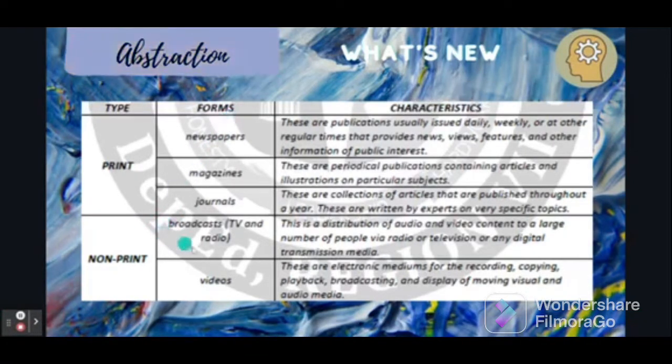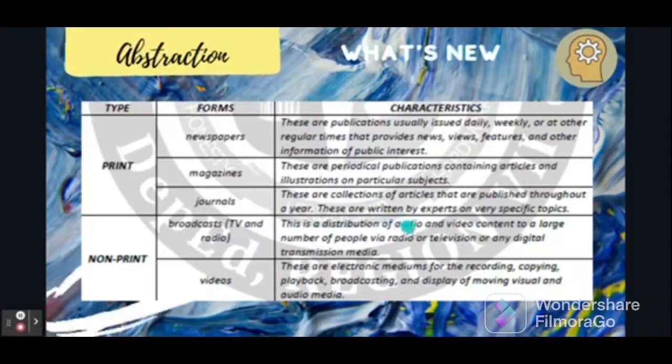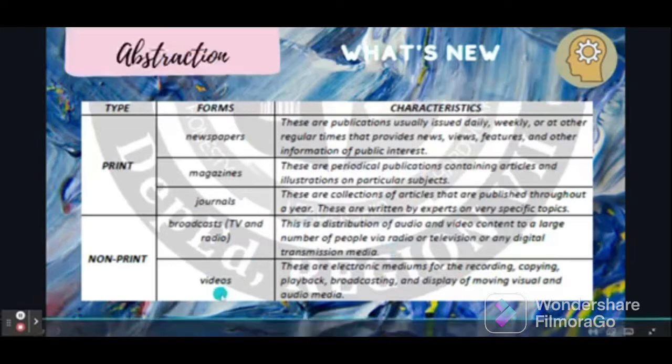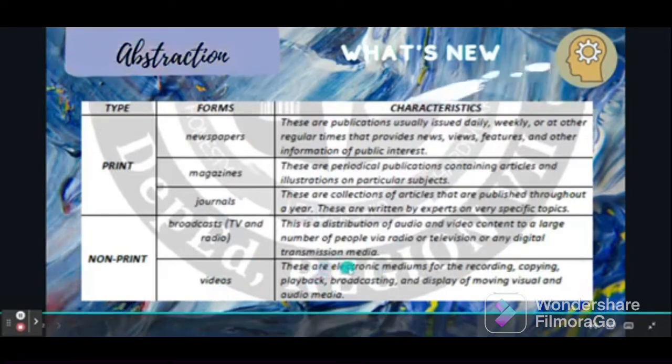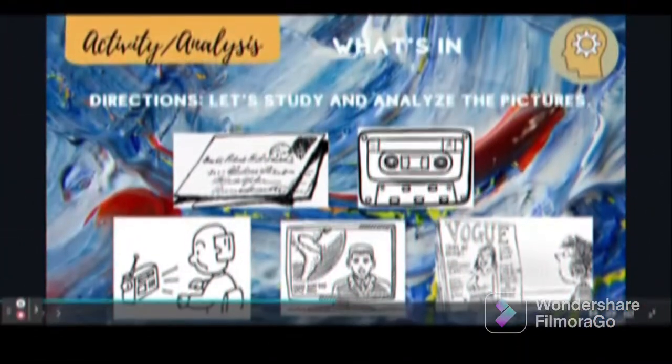Forms under it: broadcast, TV and radio, and videos. Broadcast, TV and radio is a distribution of audio and video content to a large number of people via radio or television or any digital transmission media. And videos are electronic mediums for the recording, copying, playback, broadcasting, and display of moving visual and audio media. Let's try another activity.